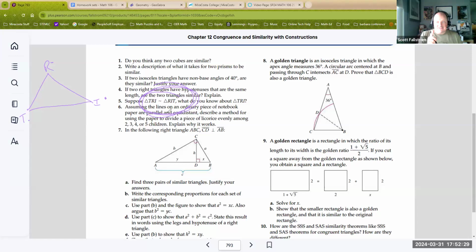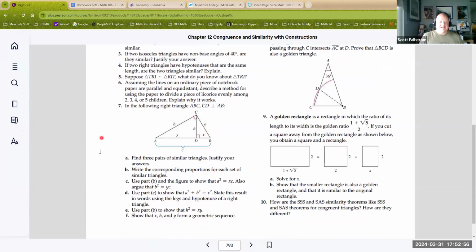Remember, in a shape that's similar, the angles have to be congruent. So angle T has to be congruent to angle R, and then angle R has to be congruent to angle I. Oh, that tells me something, doesn't it? What kind of a triangle do I have? I'm going to leave it there because I think it's kind of cool for you to see it.